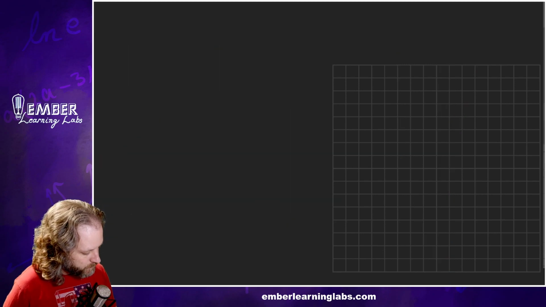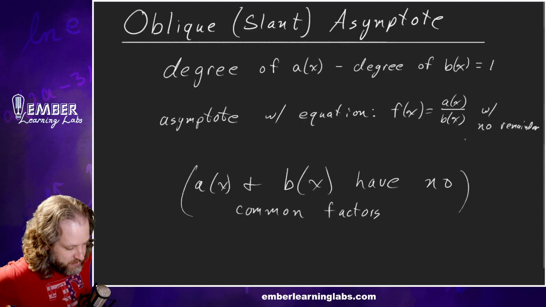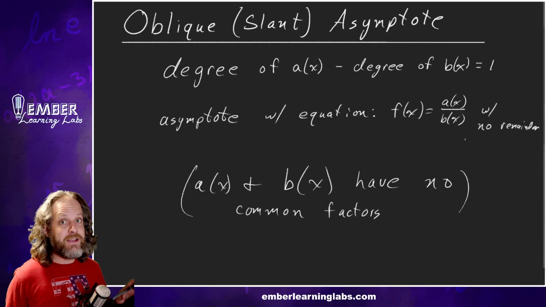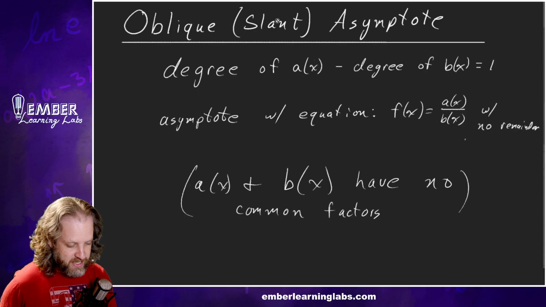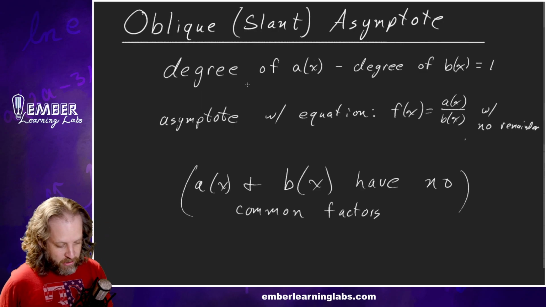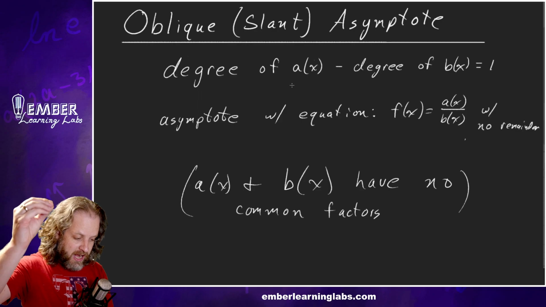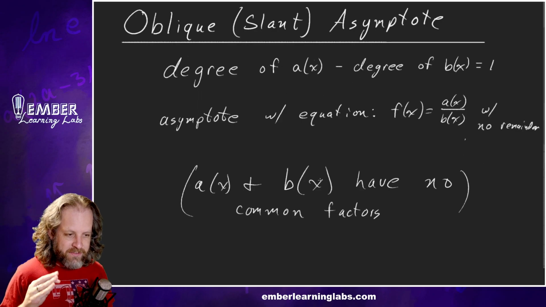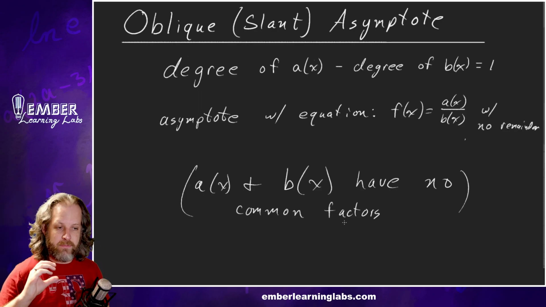So the next thing is oblique or slant asymptotes. I said there was going to be one more type of asymptote, and this is it. So oblique, often called slant asymptote. That's typically what I call it. And this is how to know if it has one. We'll see what it means. So if the degree of the top minus the degree of the bottom equals 1. In other words, another way to think about this is if the degree of the top is 1 more than the degree of the bottom.